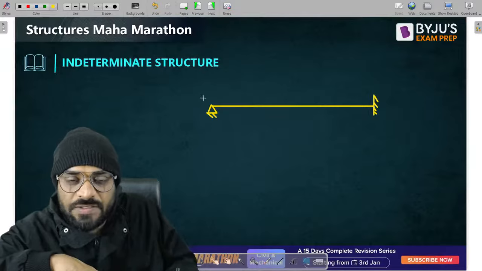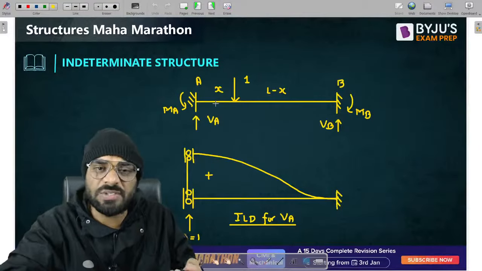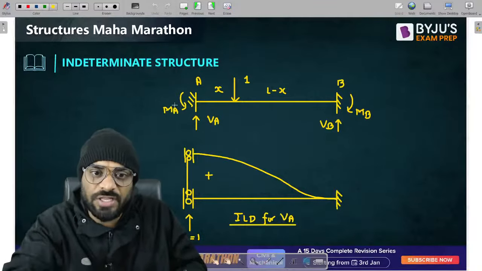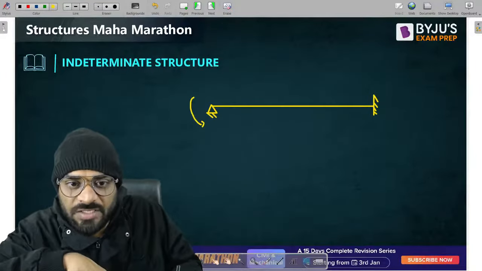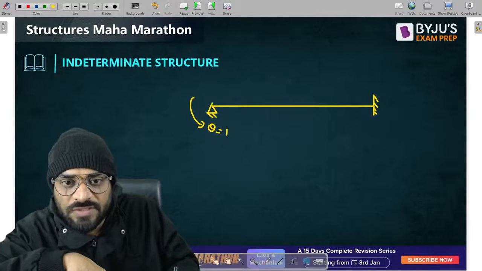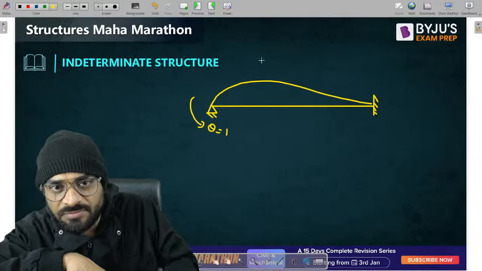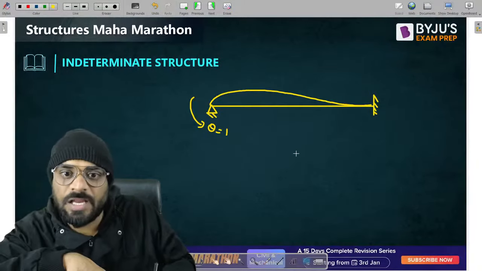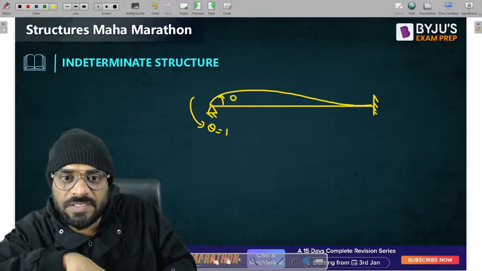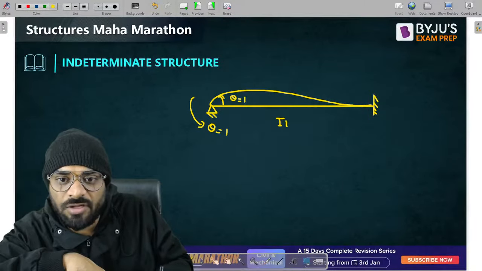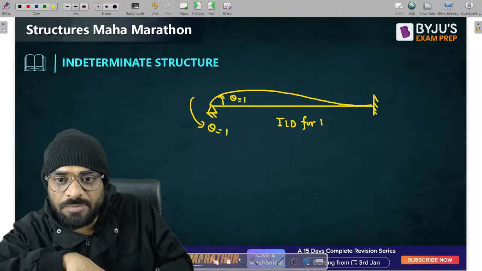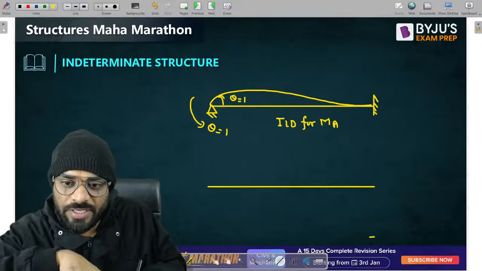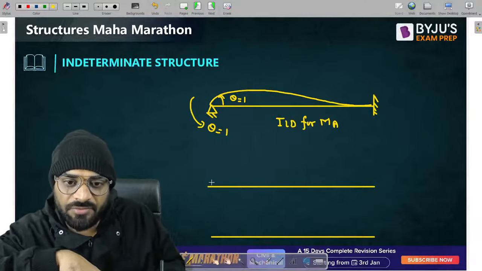So what you have to do guys, give unit rotation in place of unit displacement. Give unit rotation in the direction of MA. In this way, we apply theta is equal to 1. So this is our deflected shape of the structure. Getting a point? So this is basically our ILD for MA.